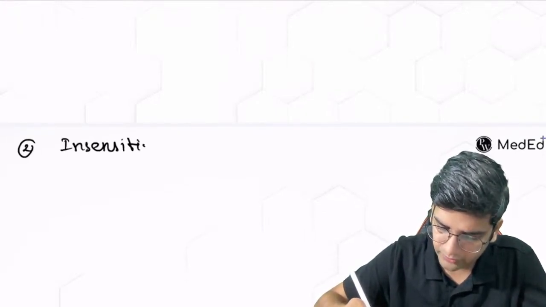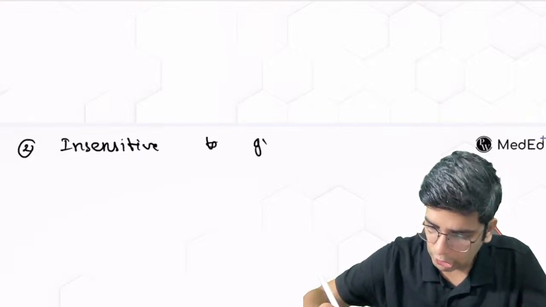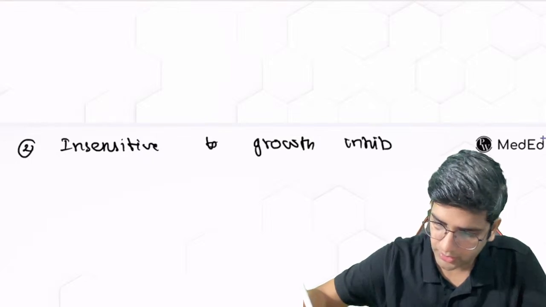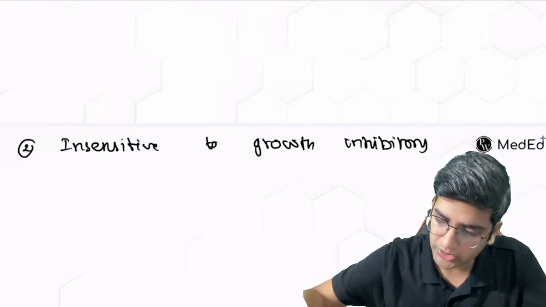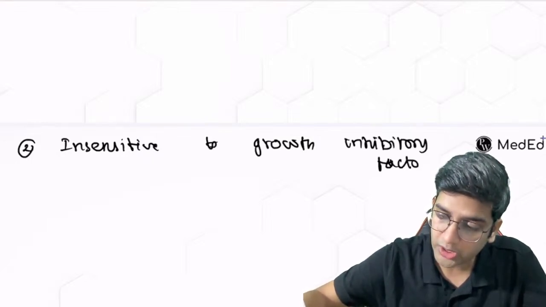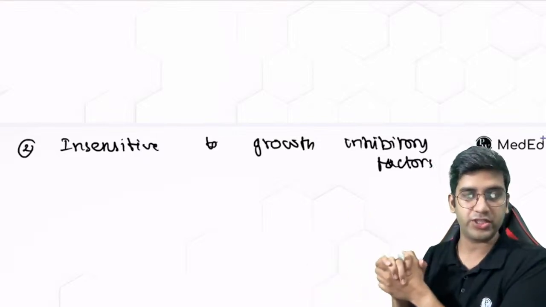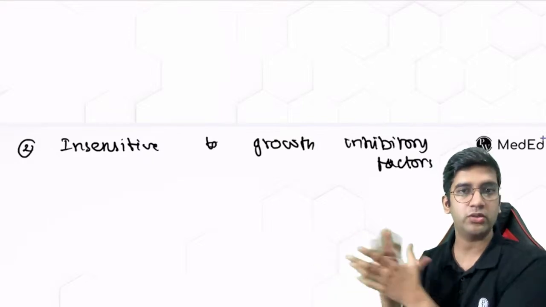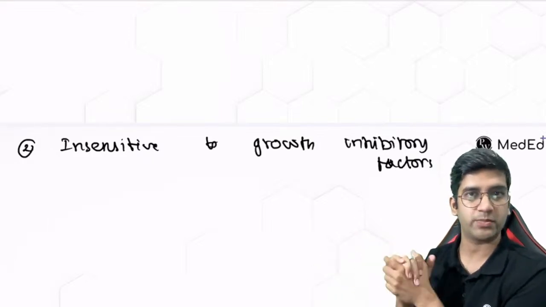It's insensitive to growth inhibitory factors. Okay? The kid was insensitive to growth inhibition. Here is what we talk about, tumor suppressor gene. I tried to reduce the growth of the kid, but it's not working out. That's your growth inhibitory factors, tumor suppressor gene, right?